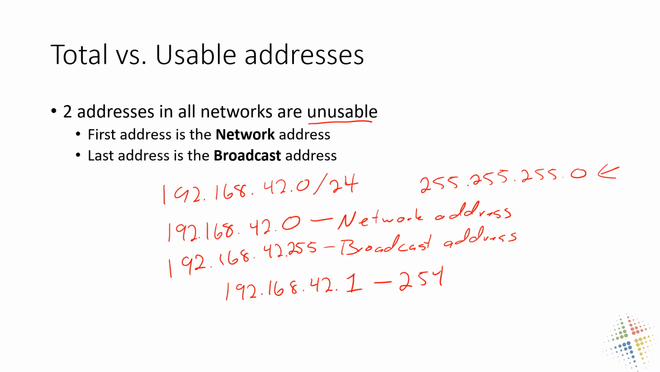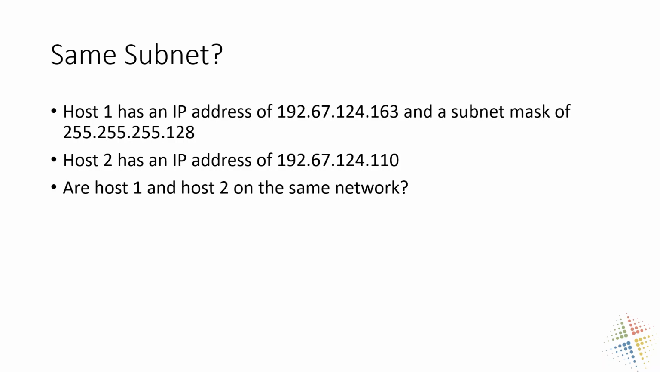Okay, so let's work all this together and see exactly what this means in a real scenario. For instance, here I have an example where host number 1 has an IP address 192.168.124.163 and a subnet mask of 255.255.255.128. Host 2 has an IP address 192.167.124.110. Host 1 wants to talk to host 2.